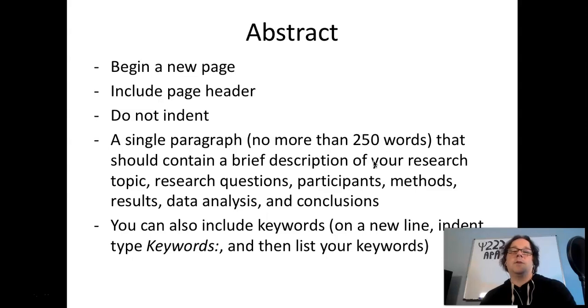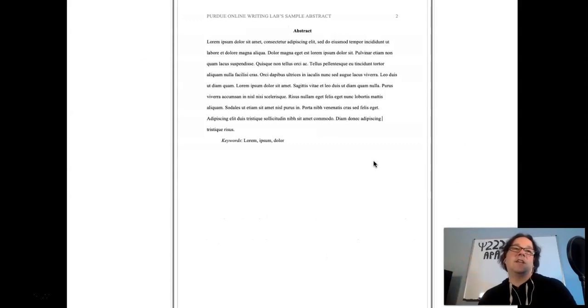Also, in the abstract, we can include keywords. These are the suggestions that we want PsycInfo or other databases to use when people are searching for our article. So we include these keywords, and they go on a new line. We indent, tab, type keywords, and then list our keywords out. And we have an example of what that looks like here.